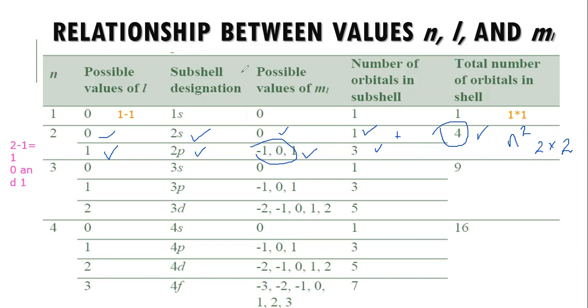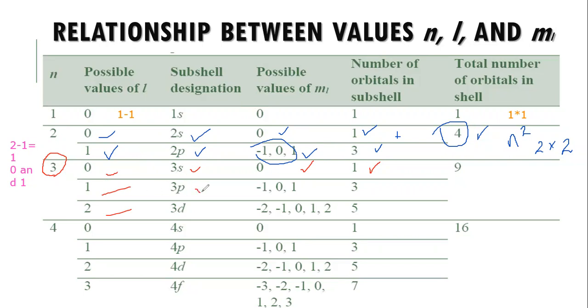Again guys, you have a clear vision on that, right? Okay, look at 3. Now you have to find the l value. The l value is 0 to n minus 1, therefore you will have 0, 1, 2. If it is 0, that is s, and the principal quantum number is 3, therefore 3s. The possible m value for 3s is 0, therefore this is 1.